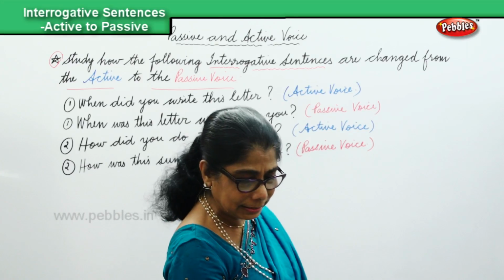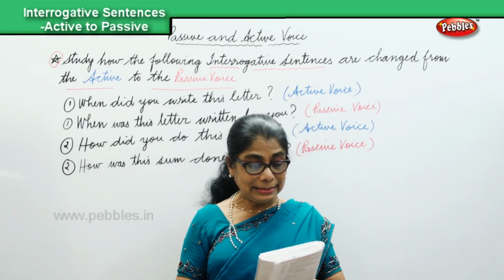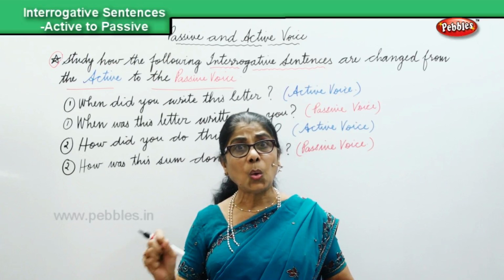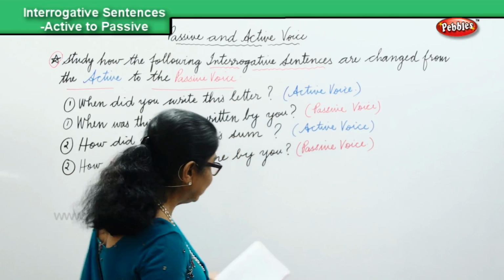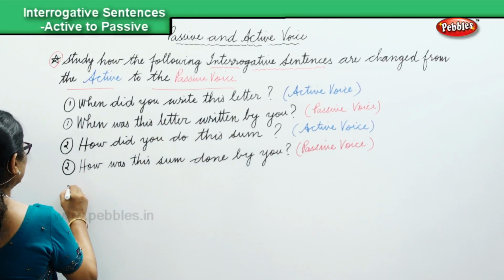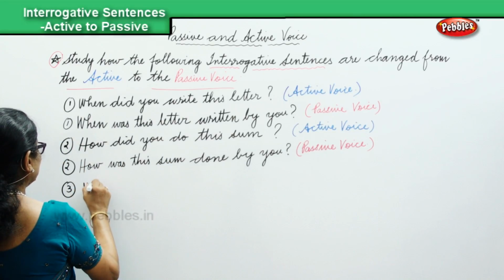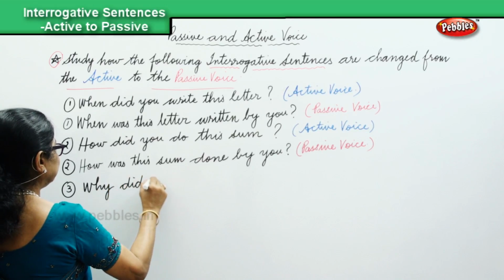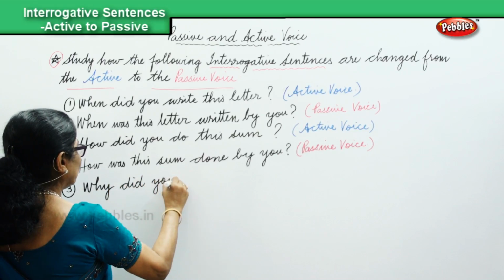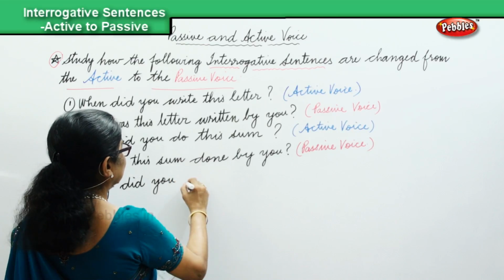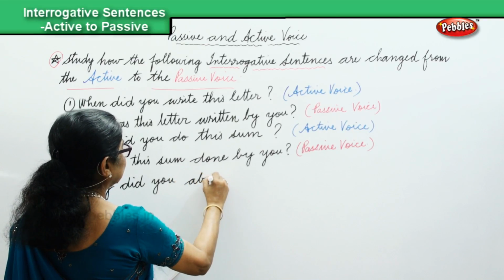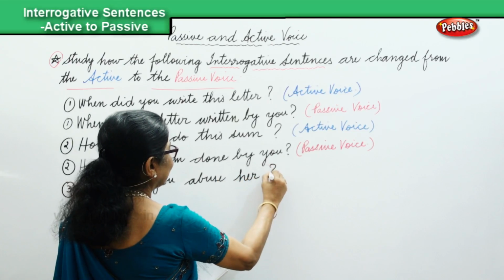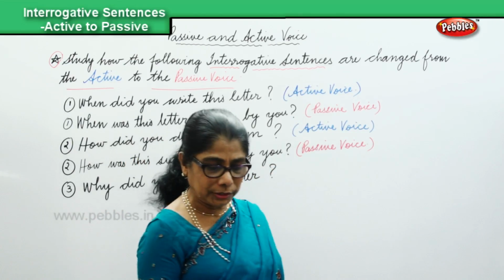Okay, let's take another sentence. Why did you abuse her? That's in the active voice. Why did you abuse her? That's in the active voice.